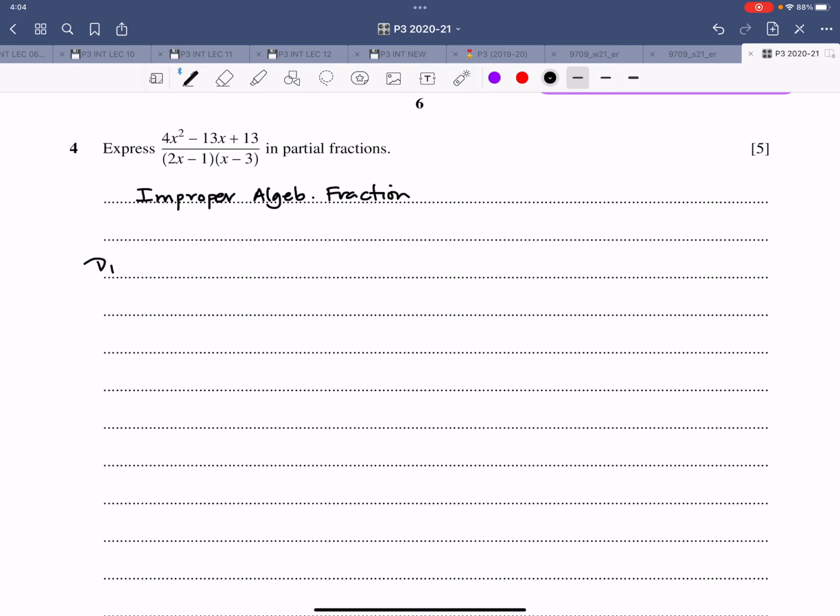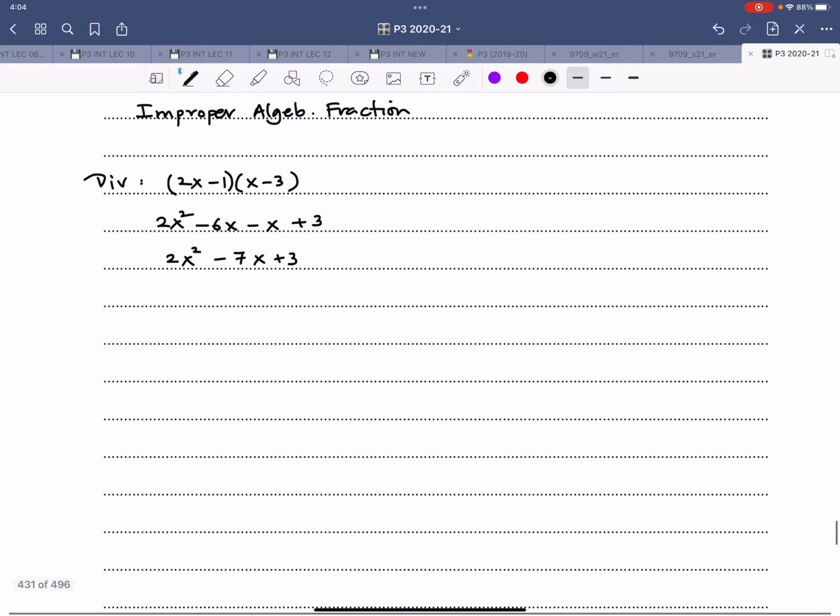The divisor, that is 2x minus 1 multiplied with x minus 3. Multiply it out. 2x into x, 2x square minus 6x minus x plus 3. That is 2x square minus 7x plus 3. That's the first part. That is, you can say, step number 1.